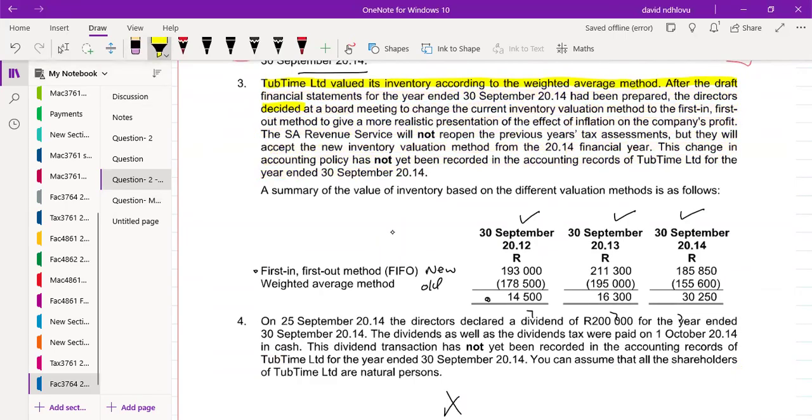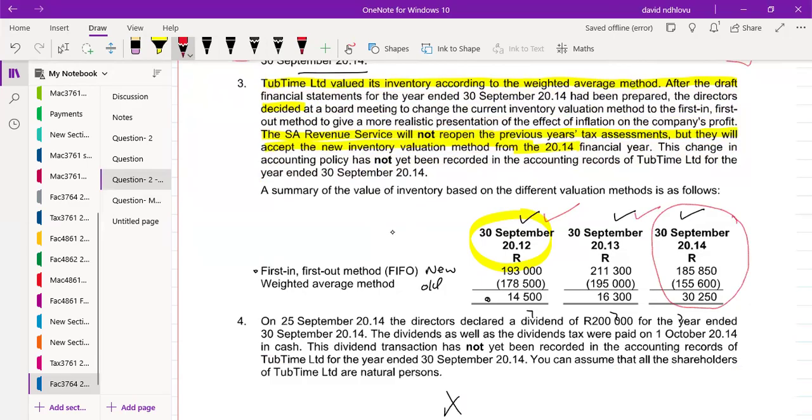So this is what they say. The South African Revenue Services will not reopen the previous year's tax assessment, but they will accept the new inventory valuation method from 2014. When we made this change to move from the weighted average method and implement the FIFO, we went back to our books and changed from 2012. But SARS is saying they are not going to allow a reopening of our books. So to them, they will stick with the weighted average method for 2012, for 2013, but they will accept the new method in the year 2014.